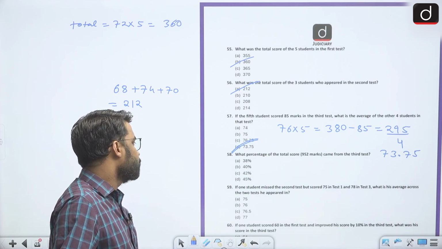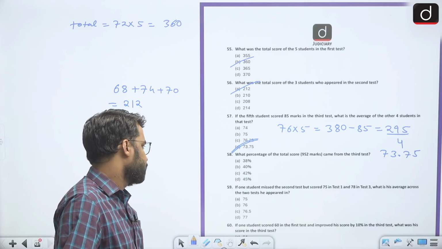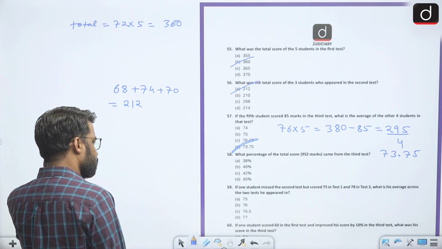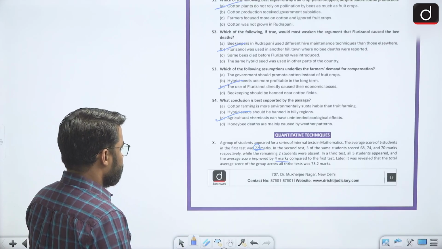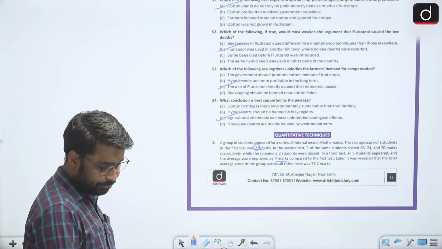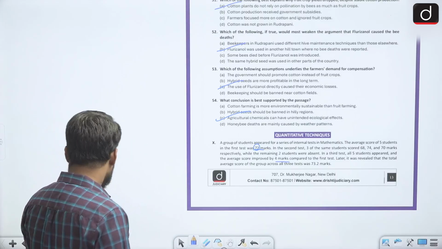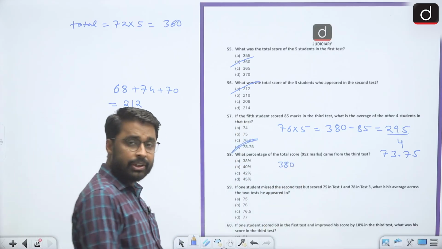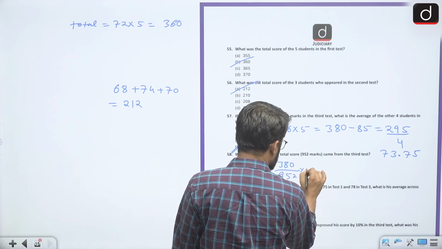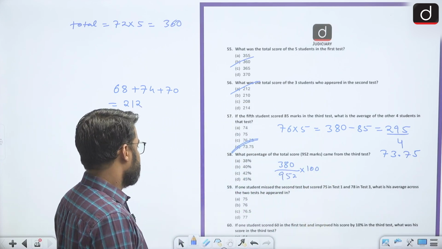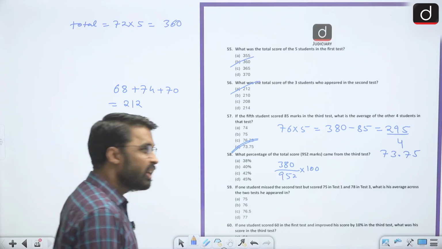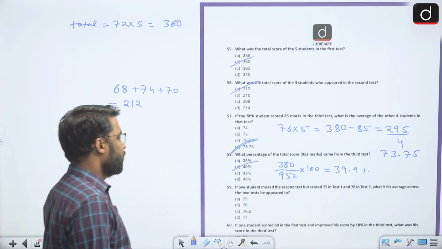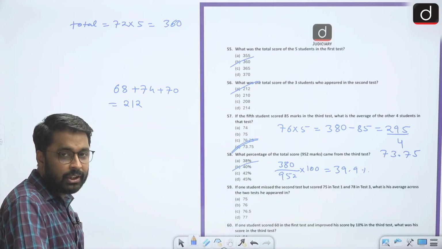Next, what percentage of total score 952 marks came from the third test? Okay, so in the third test, the total score was 380, we have just calculated. Now 380 is what percentage of the total score, which is 952, into 100. When you solve this, you will get 39.9%, something. So it will be 40%, right? Approximately it will be 40%. So B is the correct answer.